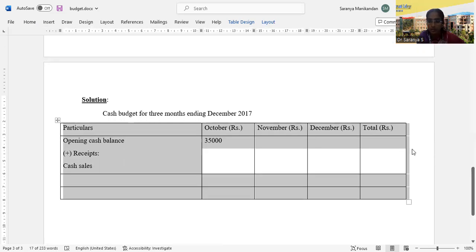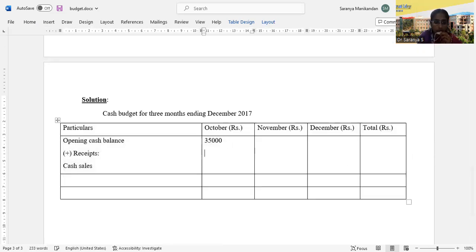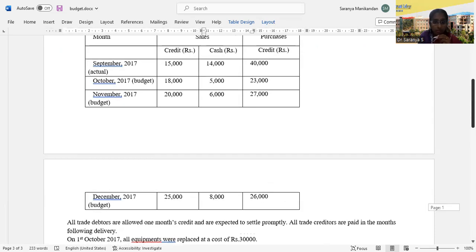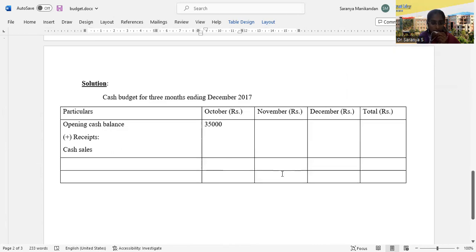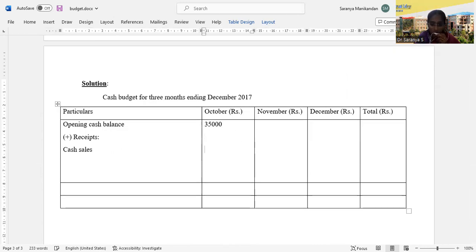So cash sale, the amount is given in the table, in the second table. So cash sales is given 14,000, 5,000, 6,000, 8,000. We are preparing the budget for 3 months, October, November, December. So cash sales means that amount we'll be receiving in the same month of sales. So we are recording here 5,000, 6,000, 8,000. So 5,000 for the month of October, then 6,000, then December month 8,000.